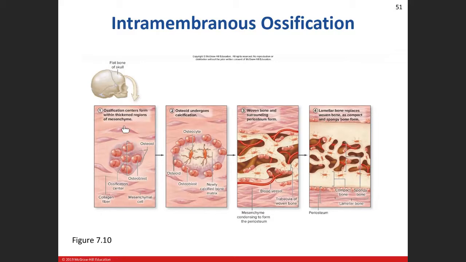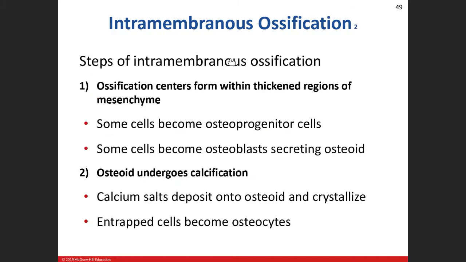All right, so what will happen now is that certain spots within this mesenchyme, the mesenchymal cells, will differentiate into osteoblasts. What do osteoblasts do? What's their one job? If you said synthesize and secrete osteoid, then yes. Osteoid is the organic part of our matrix. So it starts to make and secrete the osteoid, which is primarily collagen. So that's what we see in our first step here.